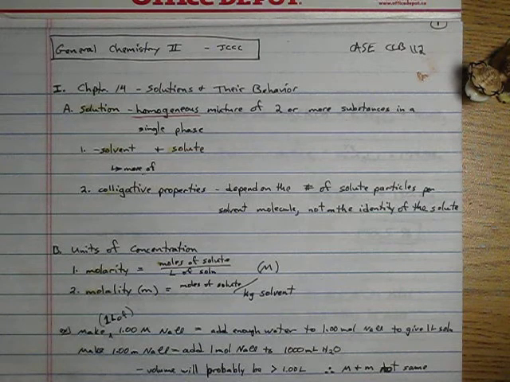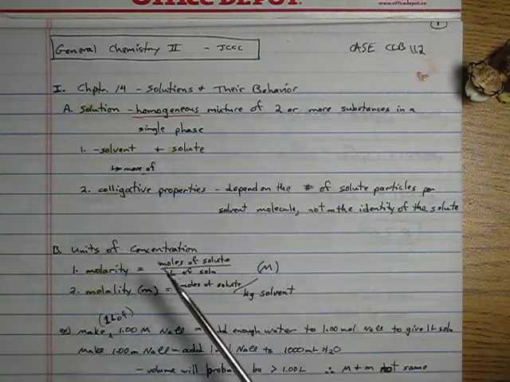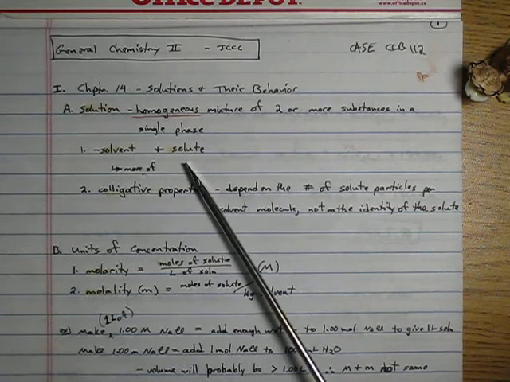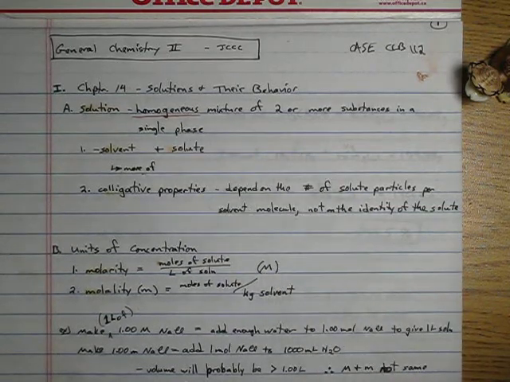Recall probably from Gen Chem 1 that a solution has a solvent and a solute. The solution is a homogeneous mixture of two or more substances in a single phase. So when we're dealing with solutions, we're talking about a liquid dissolved in a liquid, a solid dissolved in a liquid, a gas dissolved in a liquid, a gas dissolved in a gas. It's got to be a homogeneous mixture, not heterogeneous where you can see the particles, but a homogeneous mixture. And the solvent is the thing you have more of, and the solute is the thing you have less of.